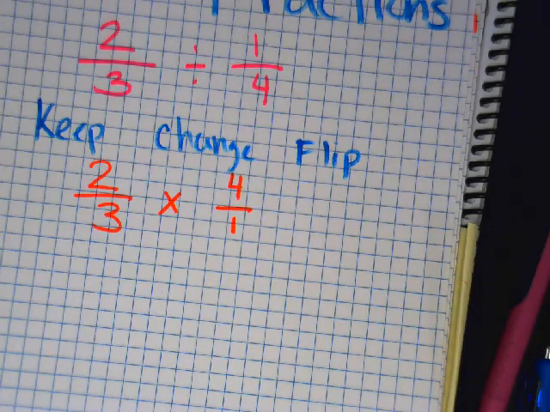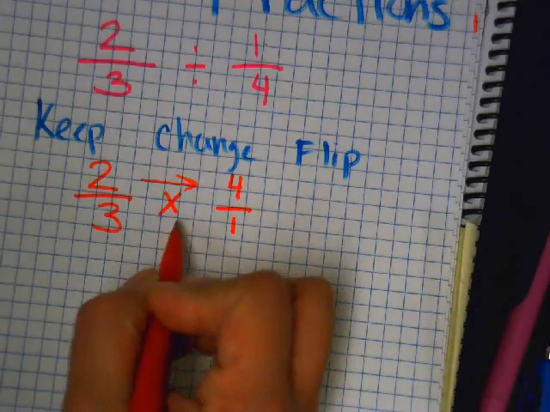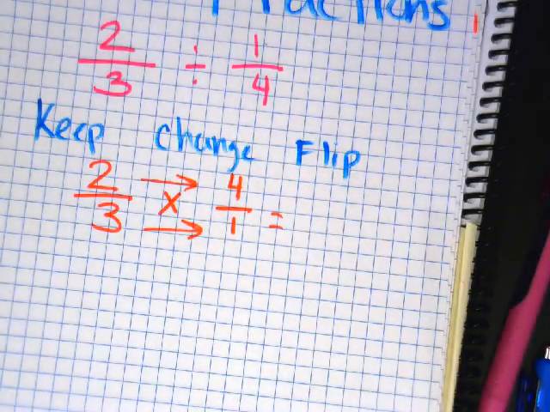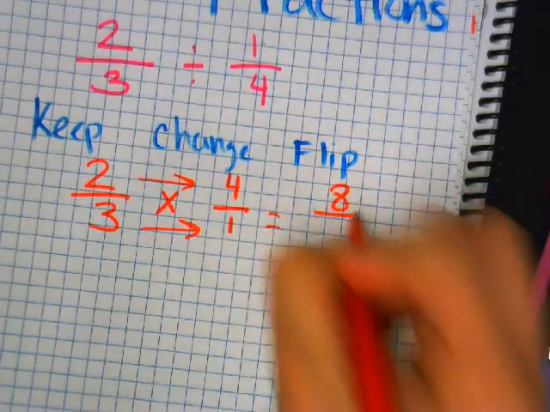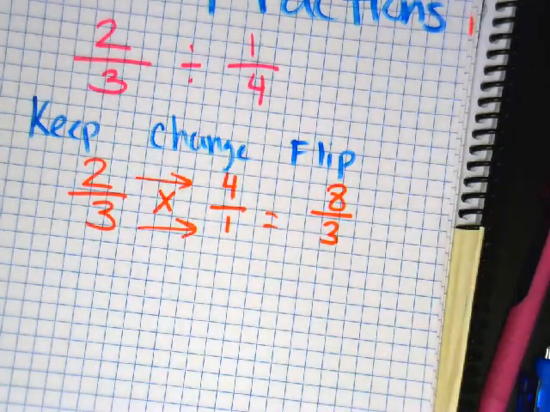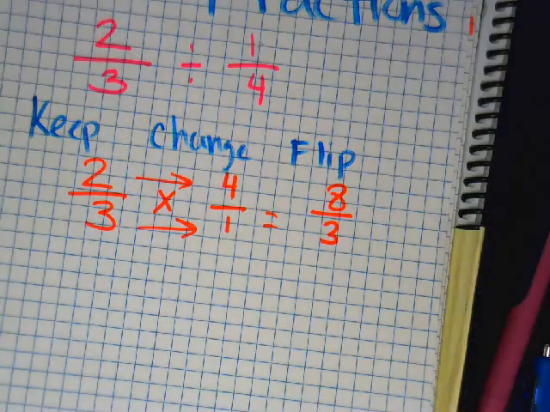All right. So you just multiply straight across. What do we get? 8 out of 3. And we're just going to leave it like that. No need to stress anymore. That's it? Yeah.